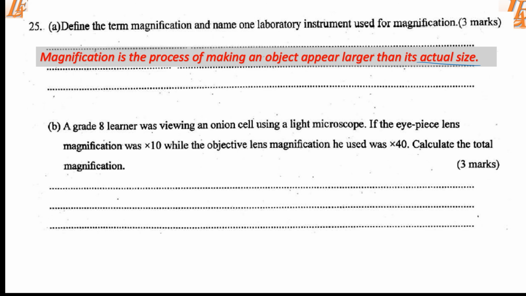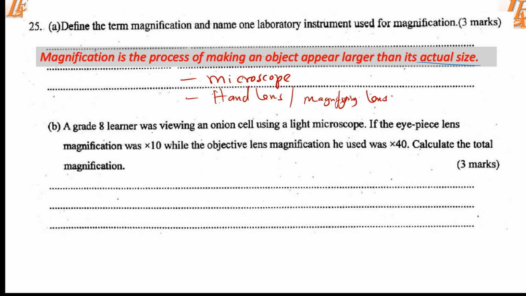And in the lab, we have very many apparatus which can be used to magnify, but one of them is called a microscope. We can either use an electron microscope or a light microscope. Another one is a hand lens, sometimes we call it a magnifying lens. So the two apparatus which can be used to magnify in a laboratory are a microscope and a hand lens, or sometimes we call it a magnifying lens. They make objects appear larger than they actually are.